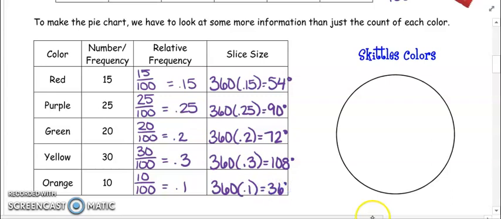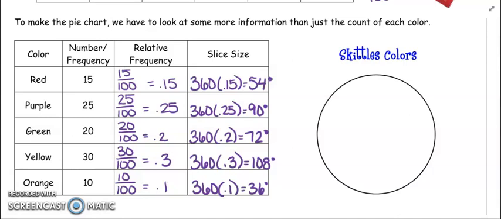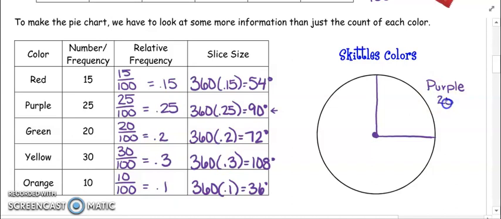All right, now how do we make our pie chart then? Well, first of all, I'm going to draw the center. And you can choose any of these to start with. I'm going to start with the 90-degree angle one because I know that that is going to be a quarter of the circle. All right, and that 90-degree angle is going to represent our purple. And the purple, that was 25% of our total bag, okay?